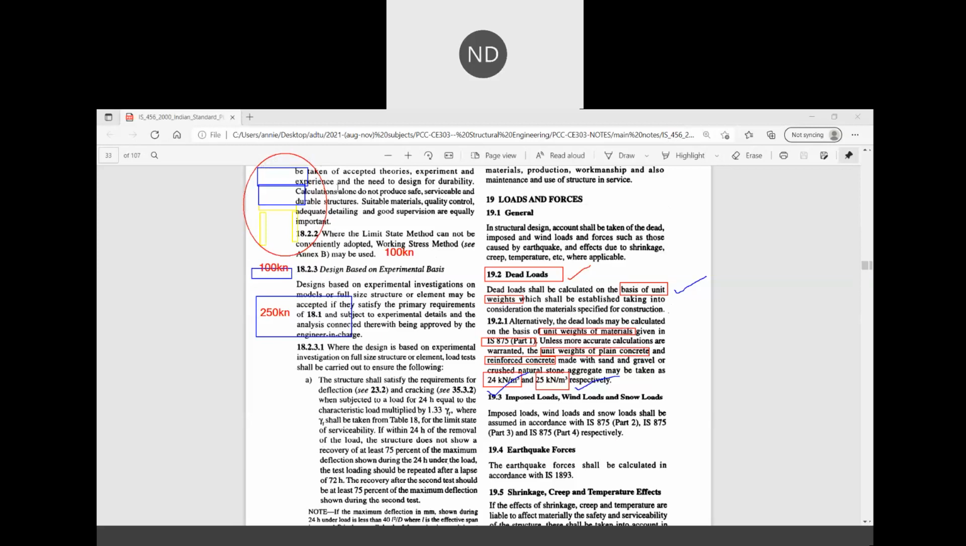Suppose you are making this building, you have to. Before making this building, you are not going to simply start constructing the building. Before making this building, you have to do the calculations first of all, okay? And when you do those calculations and analysis, जब एक बार you calculate and find out all the probable loads, कितना इतना आएगा.